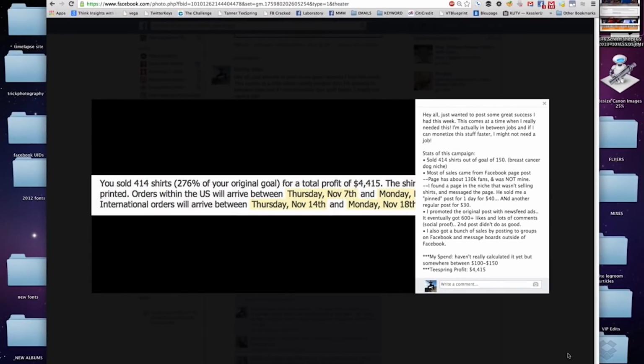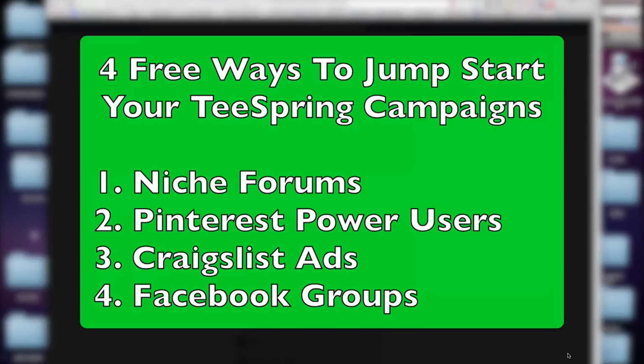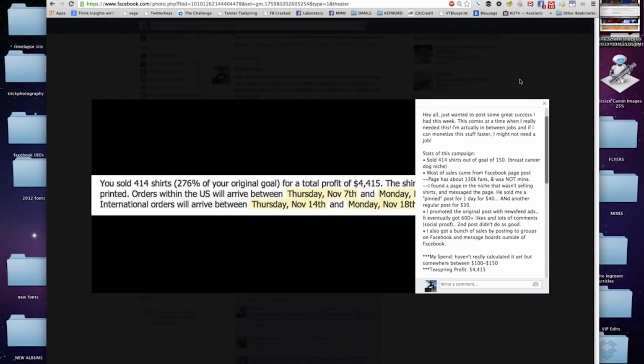So in this video, I'm gonna show you some of the techniques I used to get a few of the sales to start coming in and to get the social proof it needed, so that other people, when they saw the link, would go and buy it. I'm gonna go over the 4 techniques I used, which started off by finding some forums in my niche, and then I went onto Pinterest and tried to find some power users who could share my link, and then I got a few sales off of Craigslist ads, and then of course I went on Facebook and tried to find a whole bunch of groups related to my niche where I could post a link. So let's get started.